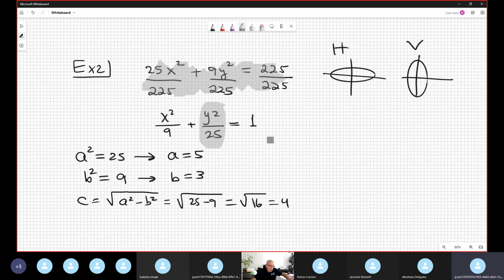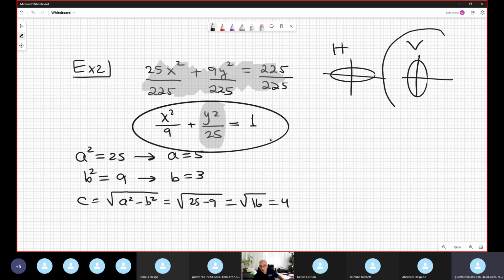No, in the original, because the original is not standard. It's not ready to analyze anything. In the standard form, it's nice. You see, the big number, 25, is associated with the Y. Therefore, we are in front of a vertical ellipse, because the major axis is coincident with the Y axis. Good?